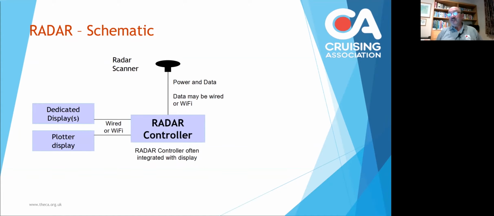So the radar scanner is connected to the radar controller, and then from the controller, that information is either sent to a dedicated radar display, or it might be sent, and in fact probably more commonly now, sent to your plotter display. And again, that information might come in a wired form, or it might come across on Wi-Fi.